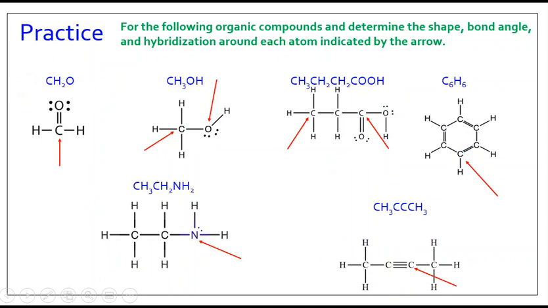So that's one of the things, being able to identify the functional group. Another thing that you need to be able to do on organic molecules and larger organic molecules is be able to look at individual atoms within and figure out what the shape would be around that particular atom. We also are going to look at their bond angles for that particular atom and also the hybridization. So this is kind of practice from before.